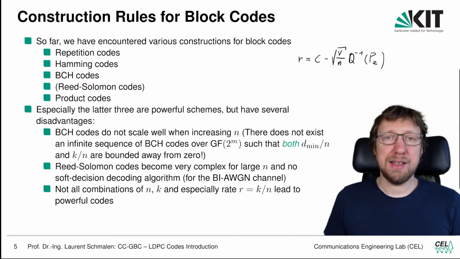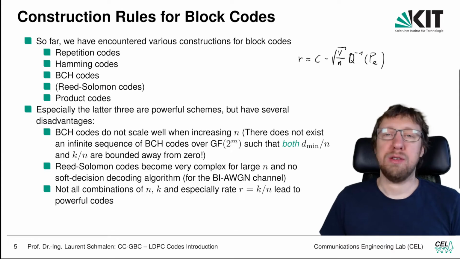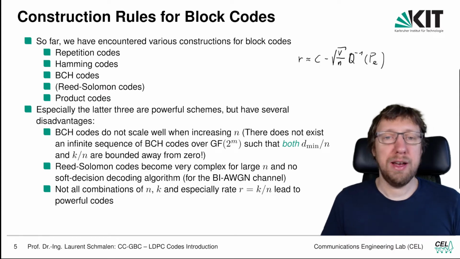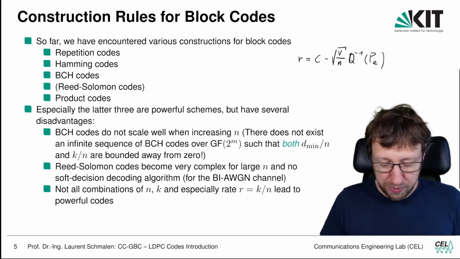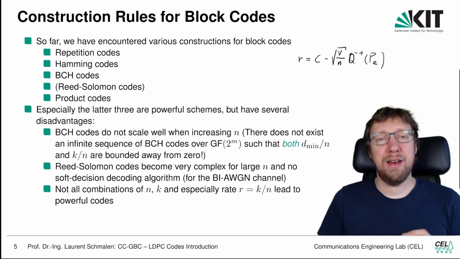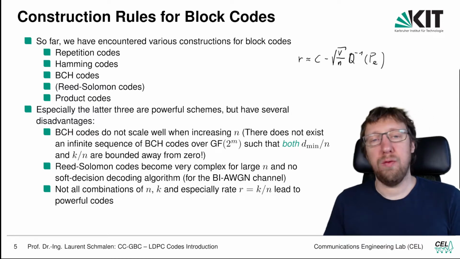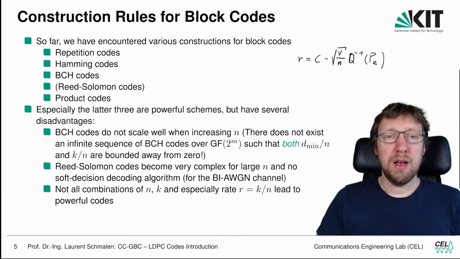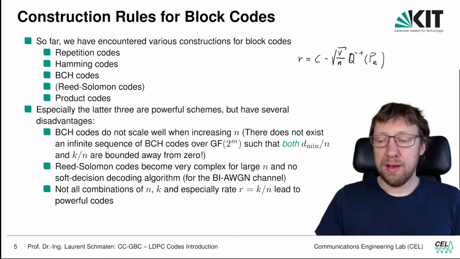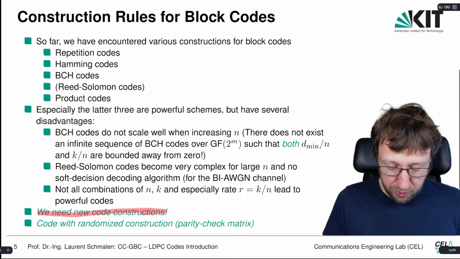Another classical scheme is the Reed-Solomon code, and the complexity of Reed-Solomon codes increases with n. There is also no good decoding algorithm for binary-input AWGN channels, so we need different codes. Also, these classical codes are only defined for some combinations of k and n, so you are not free to choose. You always need to make a compromise depending on your overall system design. So we need new schemes, and we need new code constructions.